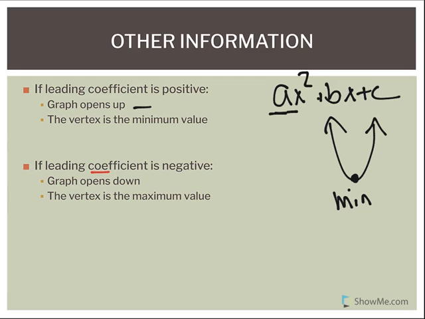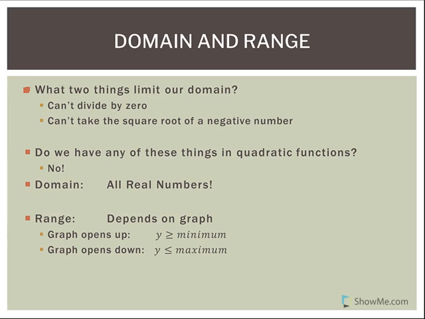Now, if your leading coefficient is negative, so if this a value is negative, your graph is going to open down, which means your vertex is going to be the maximum value of your equation, or the highest point that this reaches. And where that comes into play is this idea of domain and range. We've talked about that before, but it's been a little while, so just to recap here.